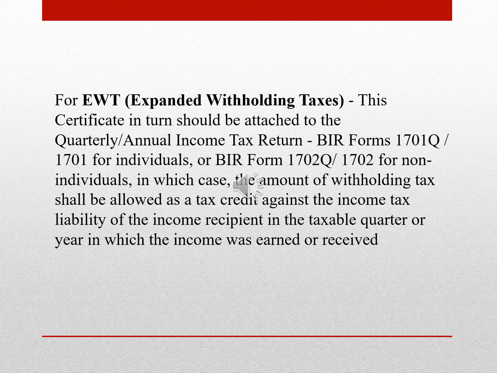So for expanded withholding taxes, the certificate should be attached to the quarterly or annual income tax return. So pag quarterly, it's the form 1701Q for individuals, and then form 1702Q for business entities, or sa form na to is just non-individual. So that would be corporations, partnerships, and other associations. And then the annual income tax return, it would be 1701 for individuals.